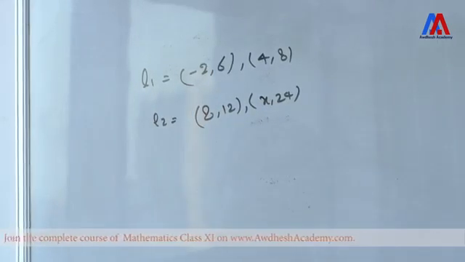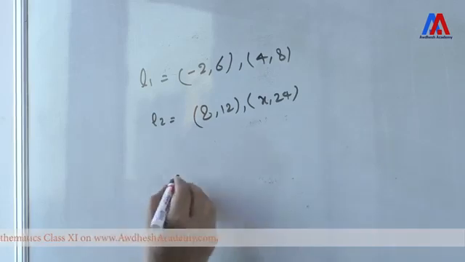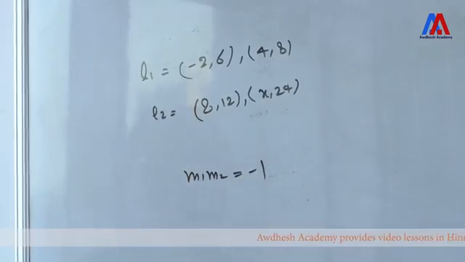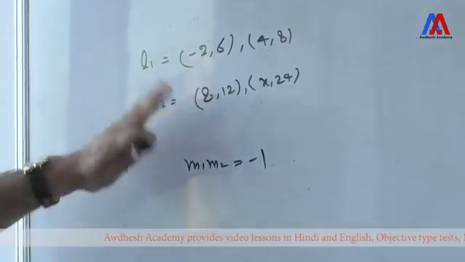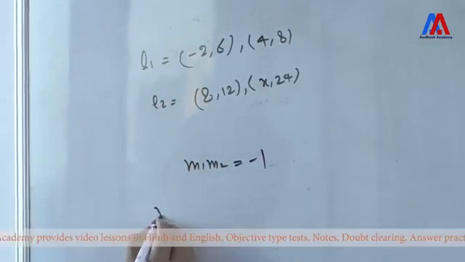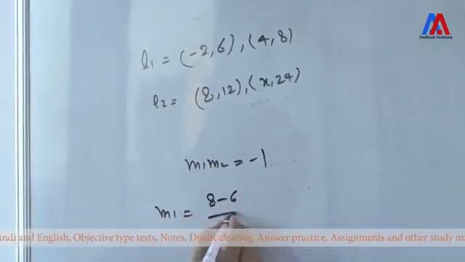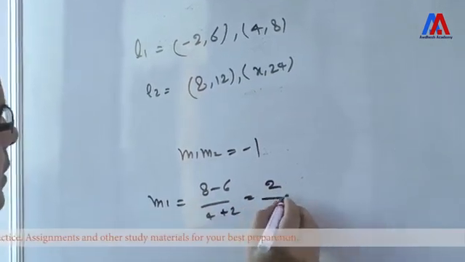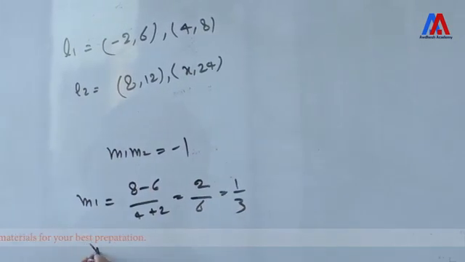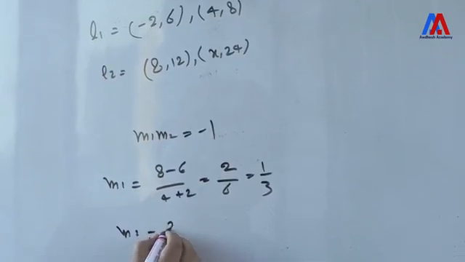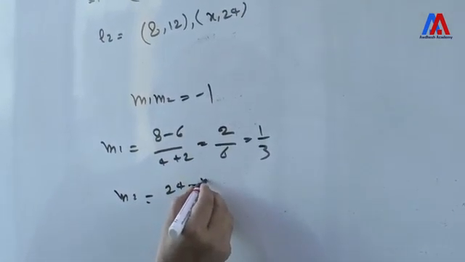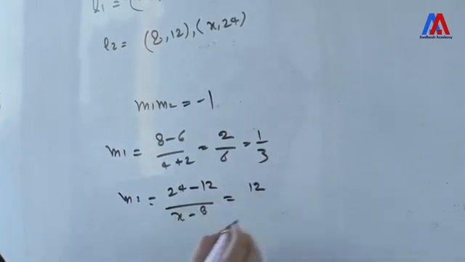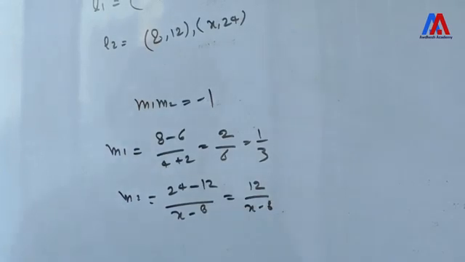We know that if two lines are perpendicular to each other, then m1 m2 is equal to minus 1. So let us find out the values of m1 and m2 from here. So m1 is equal to 8 minus 6 divided by 4 plus 2, and that becomes equal to 2 divided by 6, that is 1 by 3. m2 will be equal to 24 minus 12 divided by x minus 8. That means it is equal to 12 divided by x minus 8.